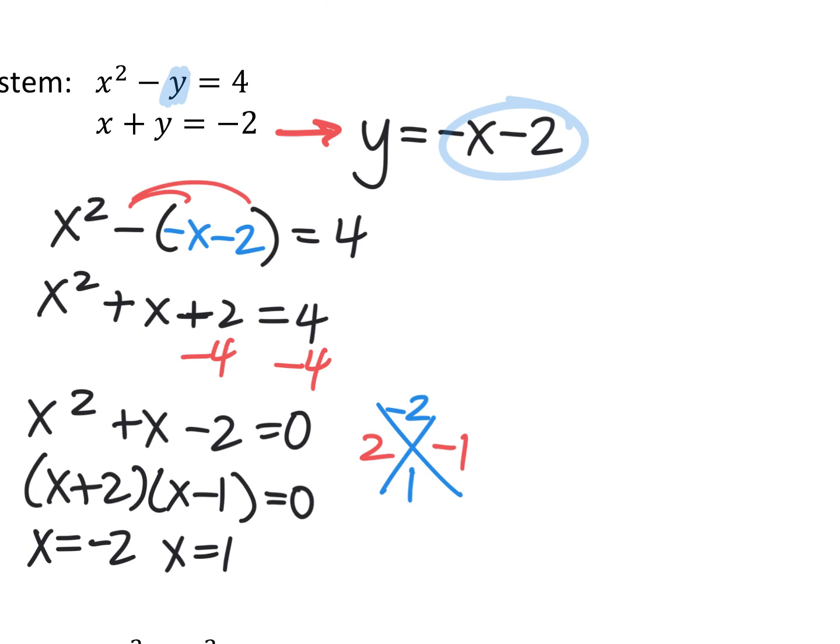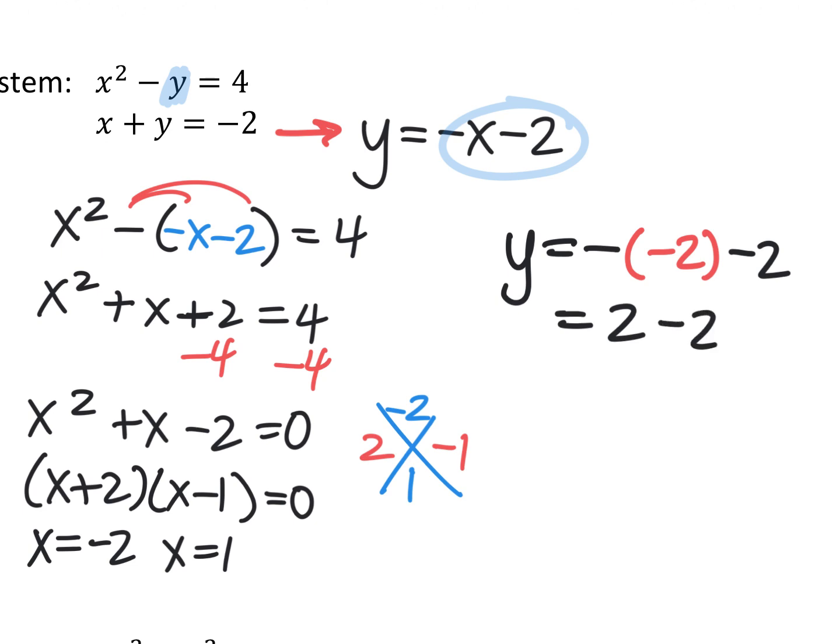Yeah, plug them in. You can plug back into one of the original equations, or you can plug back into the one that you rearranged. It's totally up to you. I'm going to plug back into this one because it's already solved for y. Okay, so one at a time. Y equals negative. What do I got? -2 minus 2. So that would be +2 minus 2, or 0.